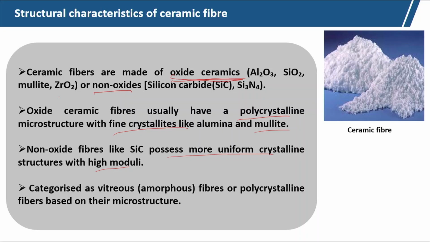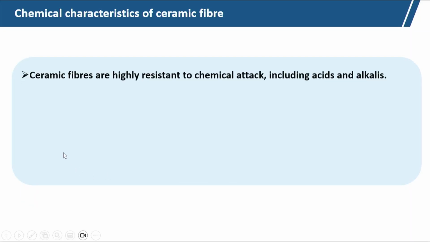It is actually amorphous fiber or polycrystalline fibers based on their microstructure. So, they can be characterized in two ways. Now, chemical structure of ceramic, their chemical characteristics.